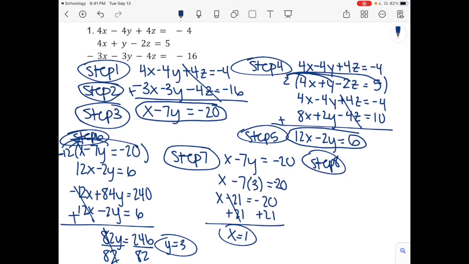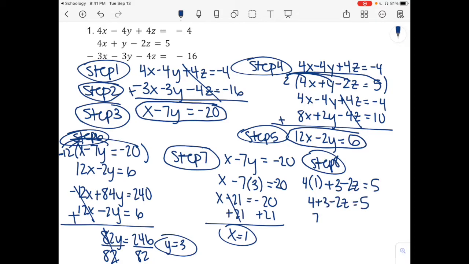Let's do the second one. So 4x plus, and then we know y is 3, minus 2 times, we knew what x was. Let's go back. 4 times x was 1, plus y was 3. We don't know what z is, so minus 2z, and then equals 5.